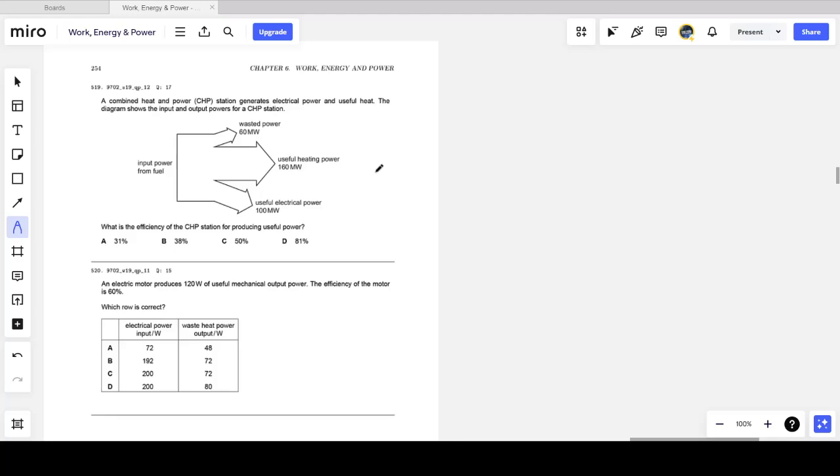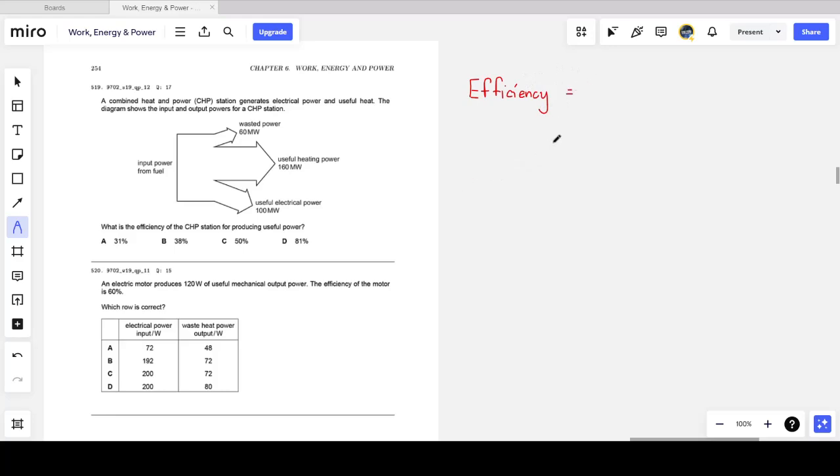We get some input power from fuel. 60 megawatts is wasted, 160 megawatts is used for useful heating, and 100 megawatts is used for useful electricity. And we want to know what the efficiency of the CHP station is for producing useful power. Efficiency should always be what's useful divided by everything that comes in. So basically, we want to know how efficient the CHP station is at the C and the H and the P, the heat and the electrical power.